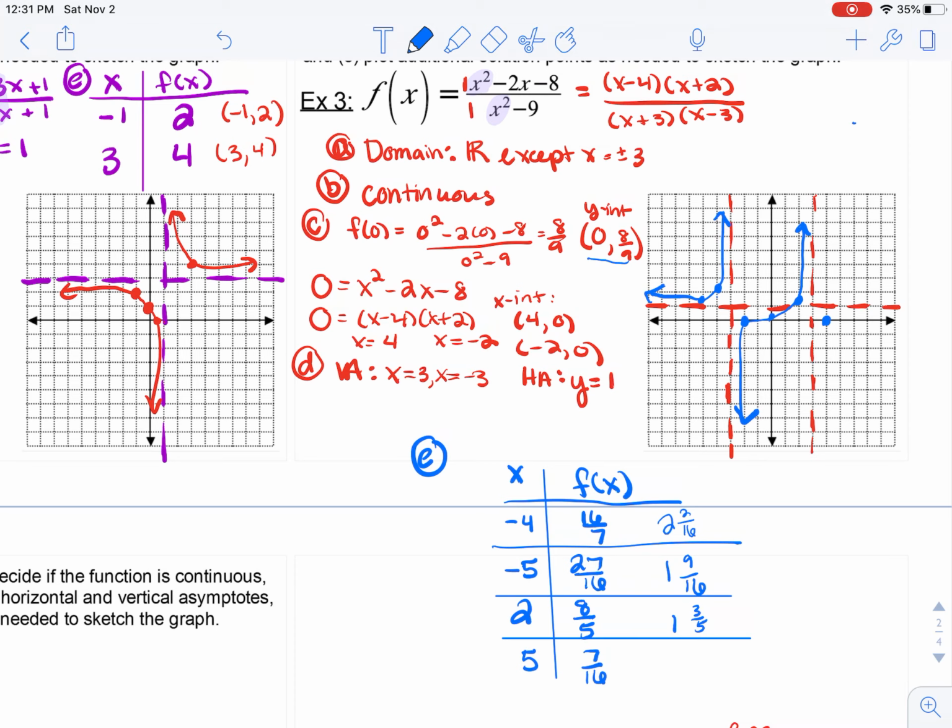And then the last thing we have to graph is 5 and then 7/16. So to the right 5, 7/16 would be somewhere up in here. So you can then connect those points hugging the asymptotes. So that is our final answer for that graph.